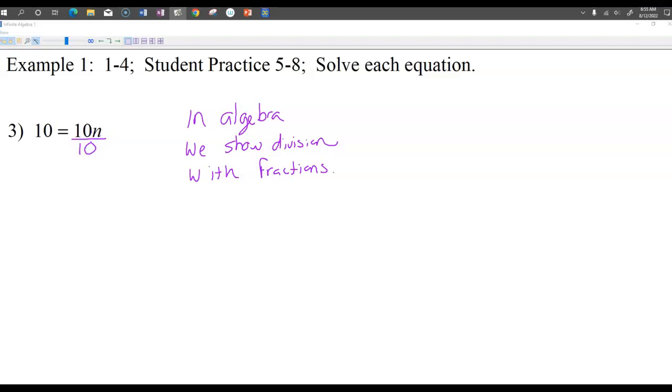Once again, though, whatever you do to one side, you do to the other. So in this case, these are going to cancel. Now, just as a side note, 10 divided by 10 equals 1. So if you have 10 over 10 n, that's really just 1 n.